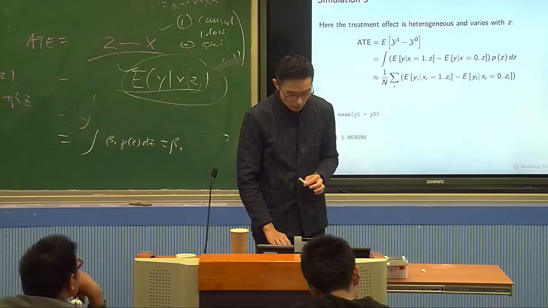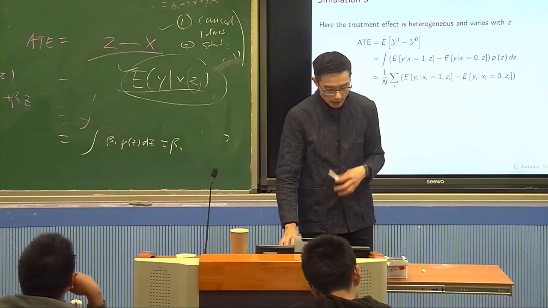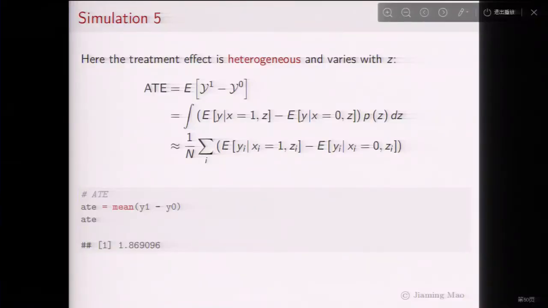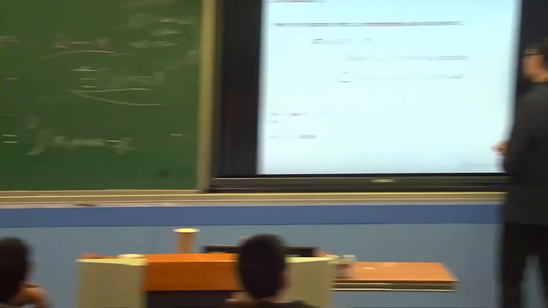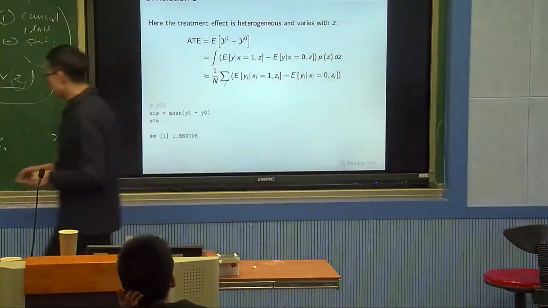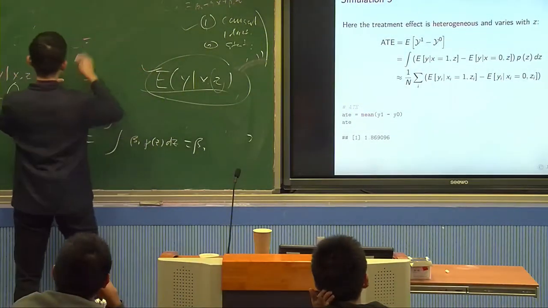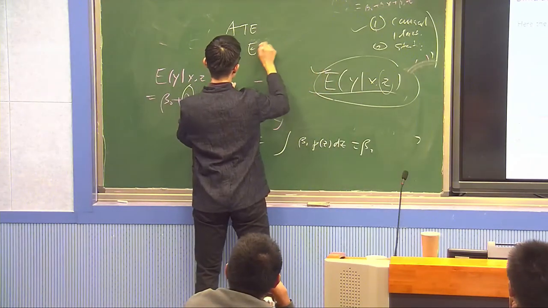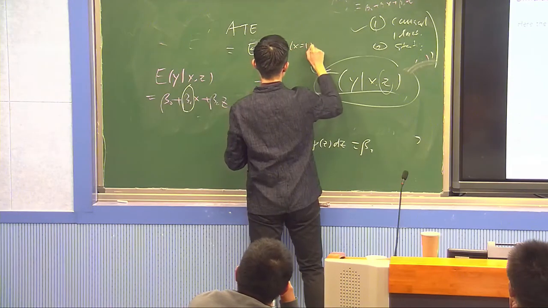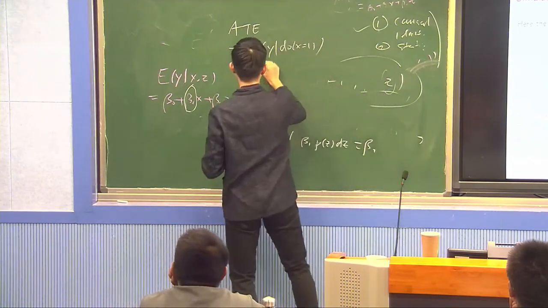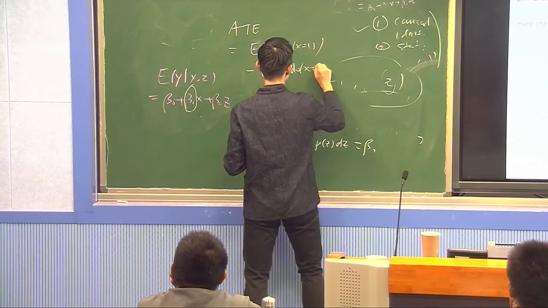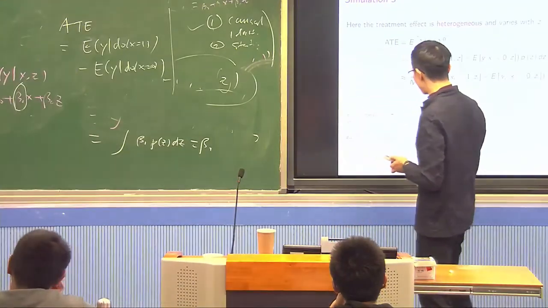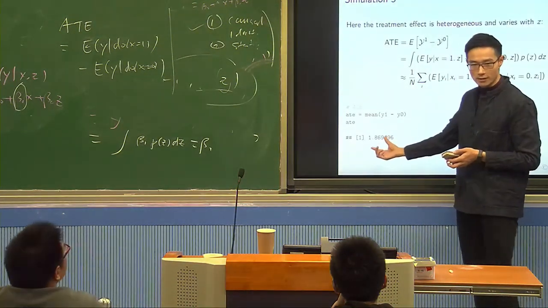All right. How do we estimate this thing? First of all, what is the true treatment effect? The true ATE, where essentially it is E[Y given do(X=1)], because here X is binary, minus E[Y given do(X=0)]. So what is this true ATE? Well, according to our true model here, the true ATE is 1.87. That's the true ATE. How do I compute that?